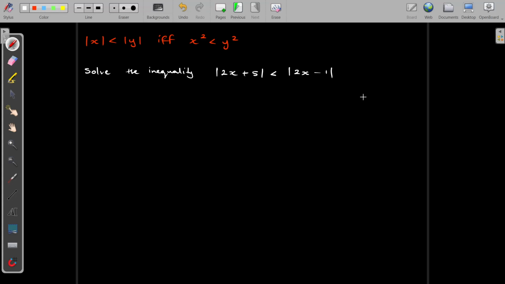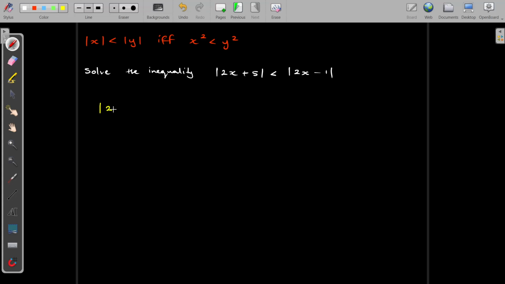So what this is allowing us to do is open up the possibility of squaring both sides. Because they told us that the mod of x is less than the mod of y. This would be the mod of x, this would be the mod of y. And if the mod of x is less than the mod of y, then we can just square the x, square the y, and simplify. So let's square both sides.